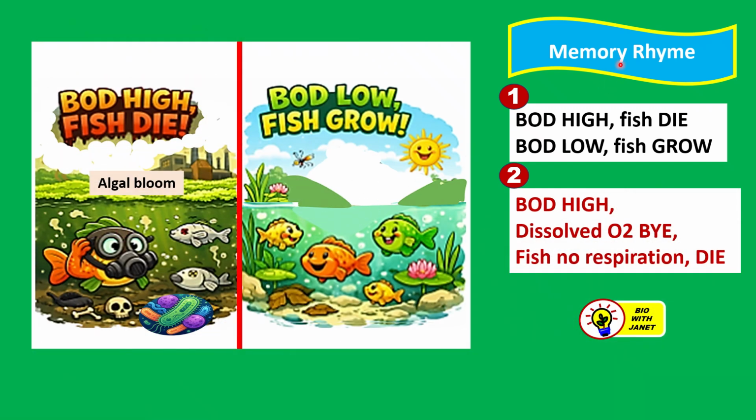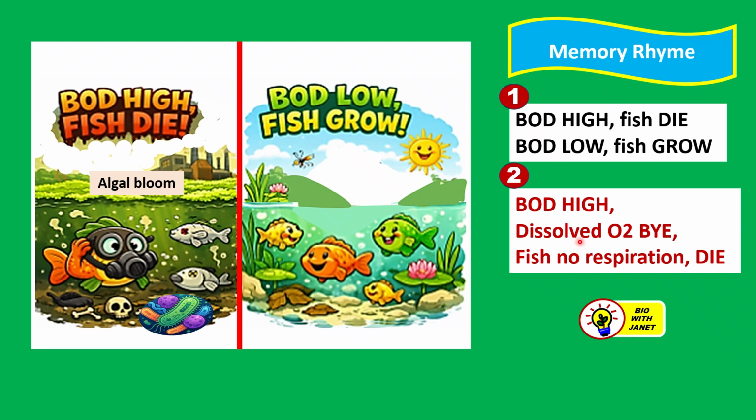Here's a memory rhyme to help you remember that high BOD is bad, right? Look at the first diagram here. BOD high, fish will die. Then secondly, BOD low, fish will grow. BOD high means that the dissolved oxygen content is low. That's why fish die. BOD low means dissolved oxygen content is high, so fish grow.